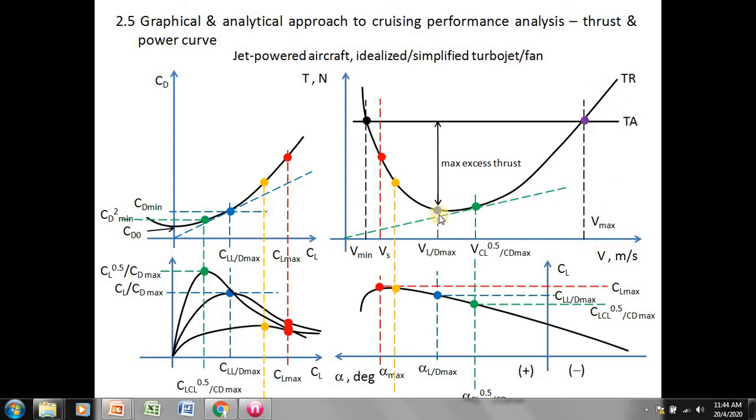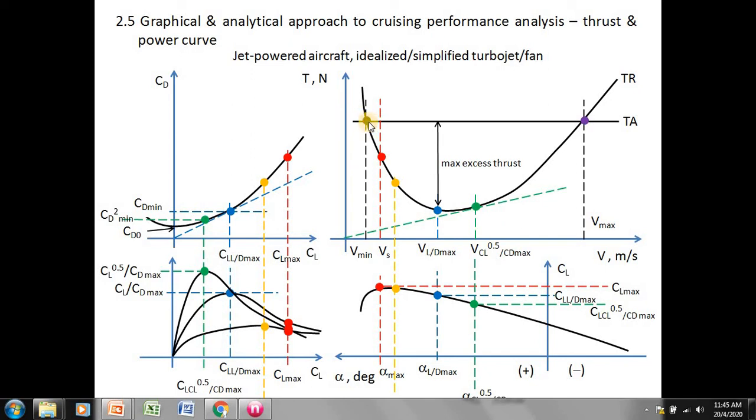Alright, so you have minimum drag airspeed, you have airspeed at maximum CL to the power of half over CD, you have maximum airspeed, and you have minimum airspeed. So if you look at this, there are 2 points where the drag and thrust available intersect. So this one determines the maximum airspeed, and this one determines the minimum airspeed.